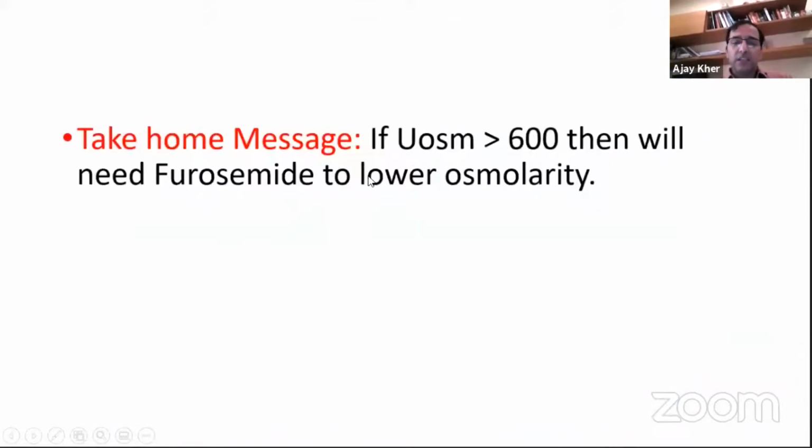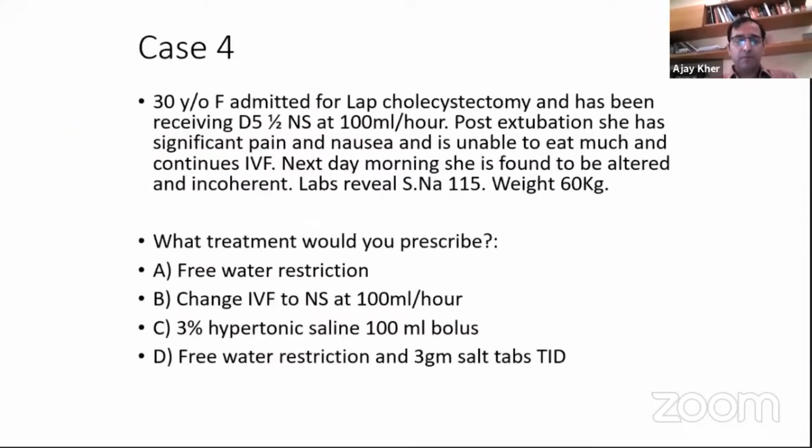So take-home message is, if the urine osmolarity is more than 600, diet in terms of fluid restriction won't be enough. And even with salt tabs or increasing protein intake, it will be hard to get them to correct their hyponatremia. In these situations, you will need furosemide to lower the urine osmolarity to help correct the hyponatremia.